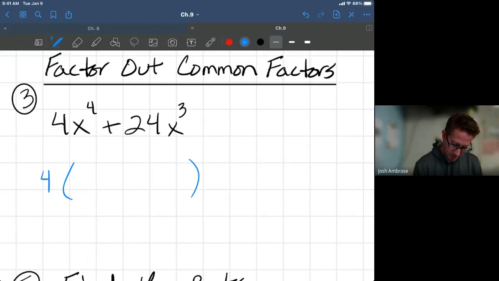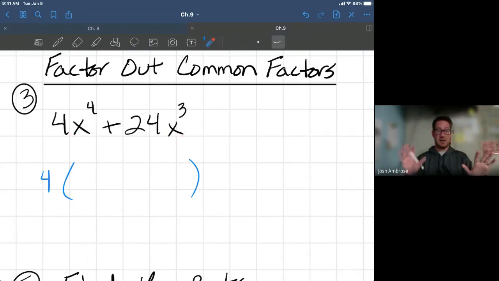Now you have to look at the variable. There's an x, there's an x. Okay, well, they're common. X and x, those are both common. On this side, I have 4 x's. On this side, I have 3 x's. So what do they both have in common? They both have 3 x's in common. Here's how you know that.